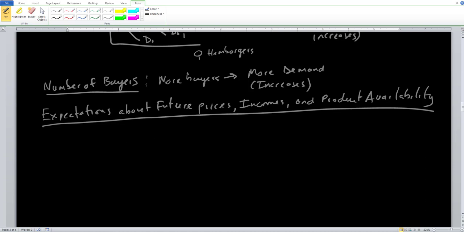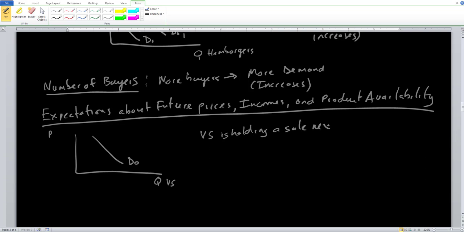So let's hit this idea of future prices first. We want to see what happens to our demand, D0 right here, when we have price and quantity. And what example do I have here? I have Victoria's Secret, VS right here. Suppose that you know Victoria's Secret is going to be holding a sale next week. They have a biannual sale. If you don't know what Victoria's Secret is, just change this over to Steam. They have the same thing.